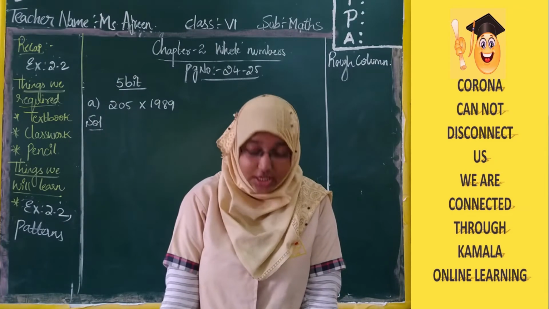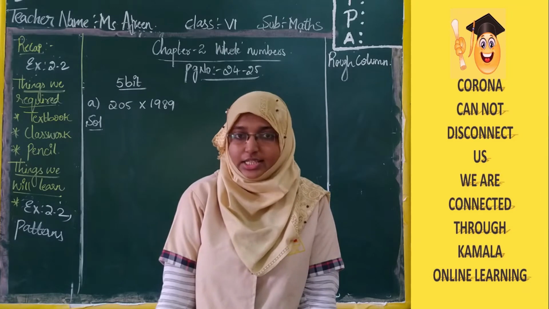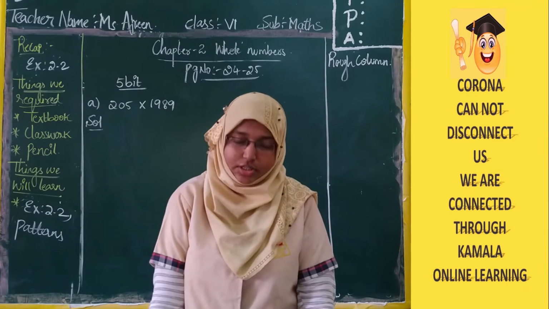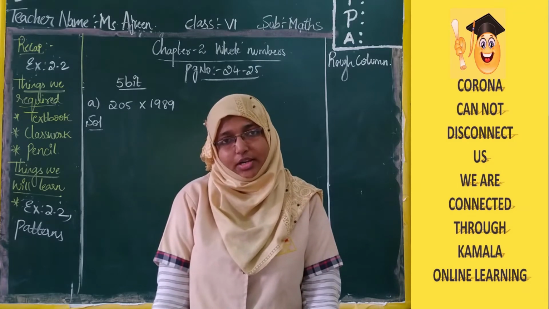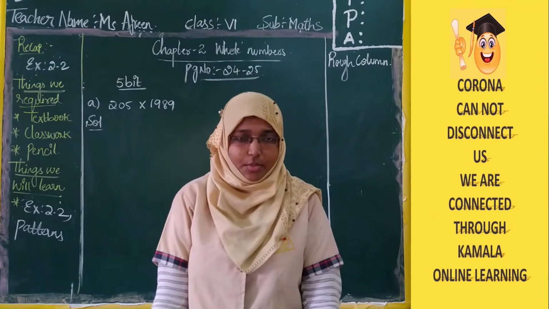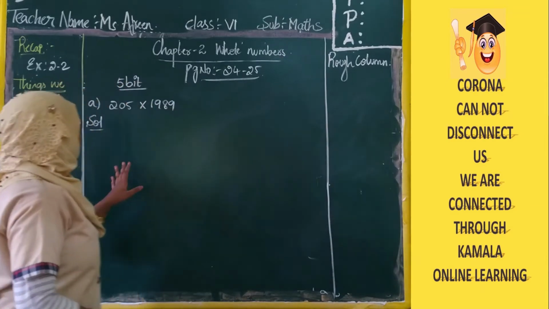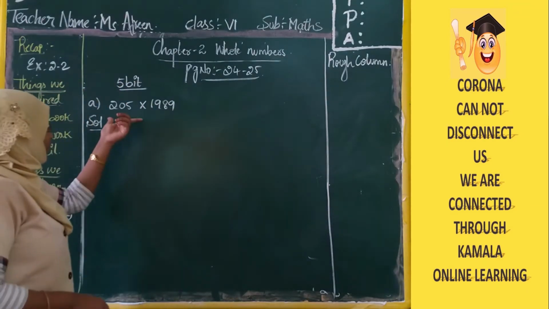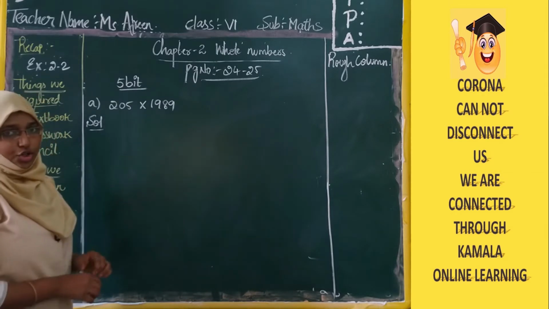Find the product using suitable properties. So here they are asking us to use suitable properties and find the answer. We can use the closure property, distributive property and commutative property. I have written the first question for you: 205 into 1989. First of all, we'll prove this. We'll find the answer and solve this by the closure property.